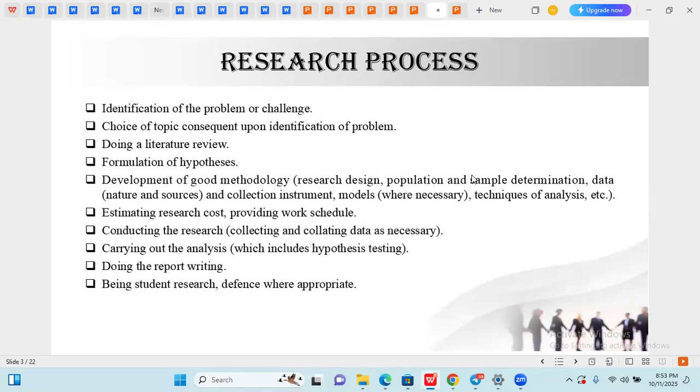So the next one is what? Choice of topic consequent upon identification of problem. So your topic selection should come after you've identified a problem. I hope I'm making sense. Because there's no basis for you doing a research if it's not solving a problem. You must have this insight. You must be futuristic.